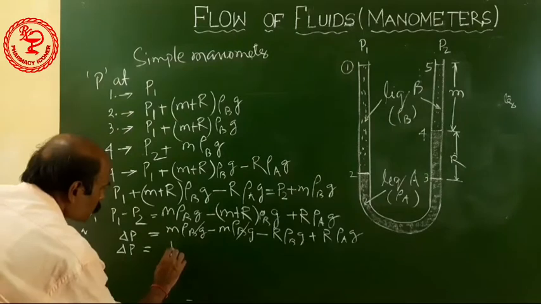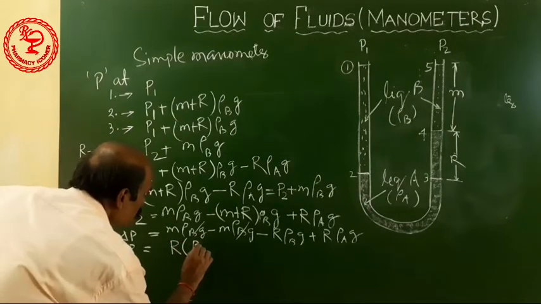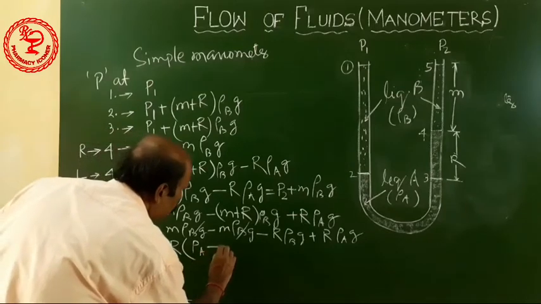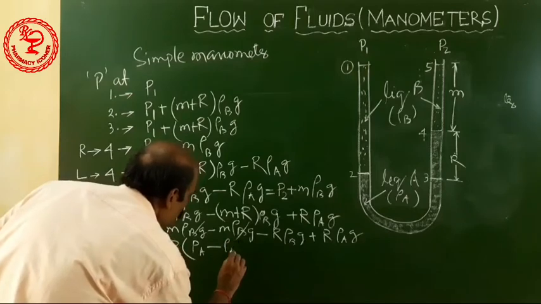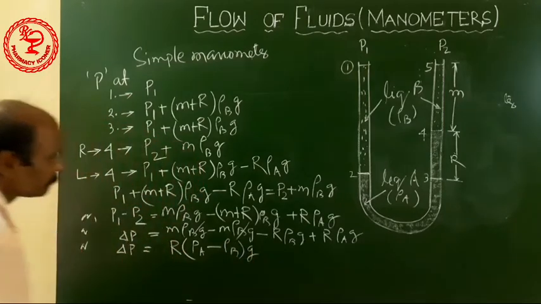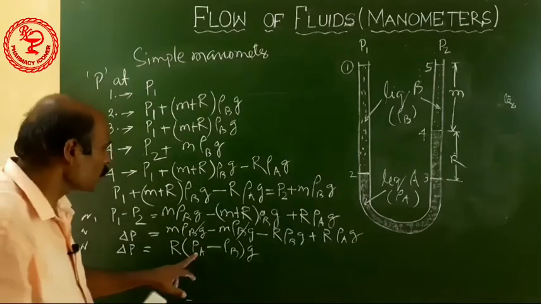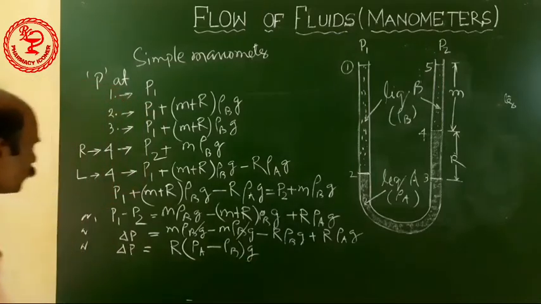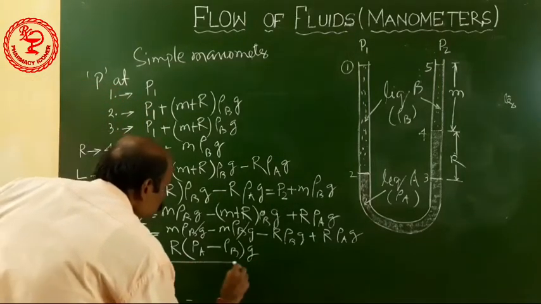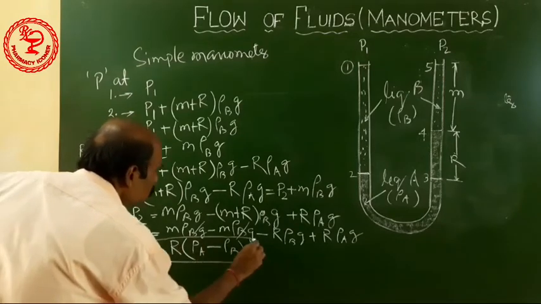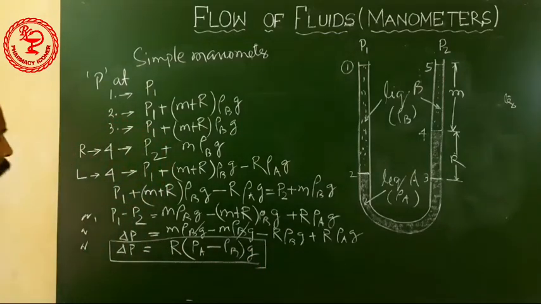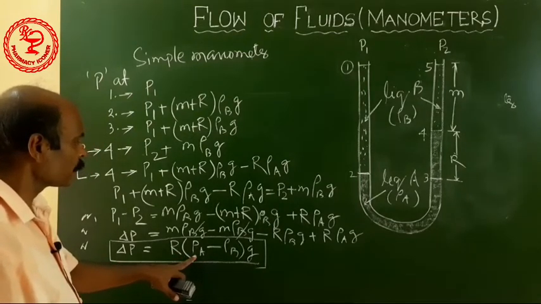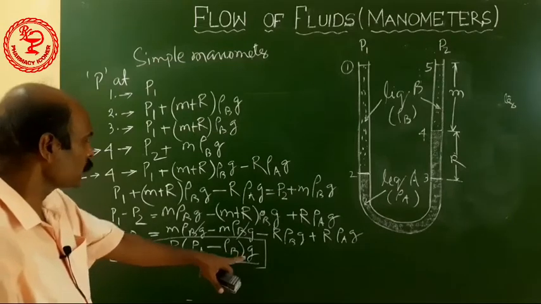If we take the common r, it is r (rho a minus rho b) into g, or r rho a g minus r rho b g. This is the equation for the manometer. Pressure difference delta P is equal to r rho a minus r rho b into g.